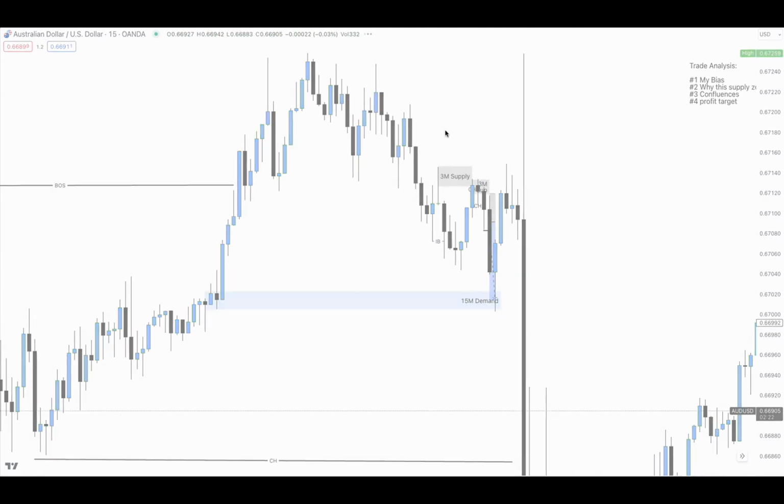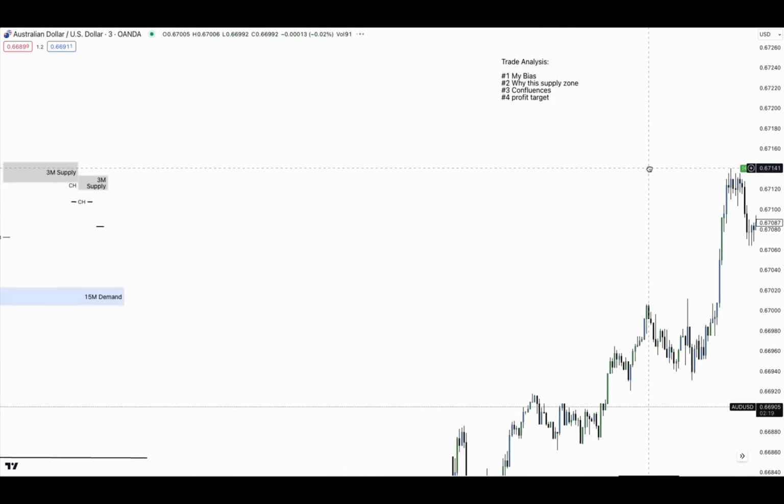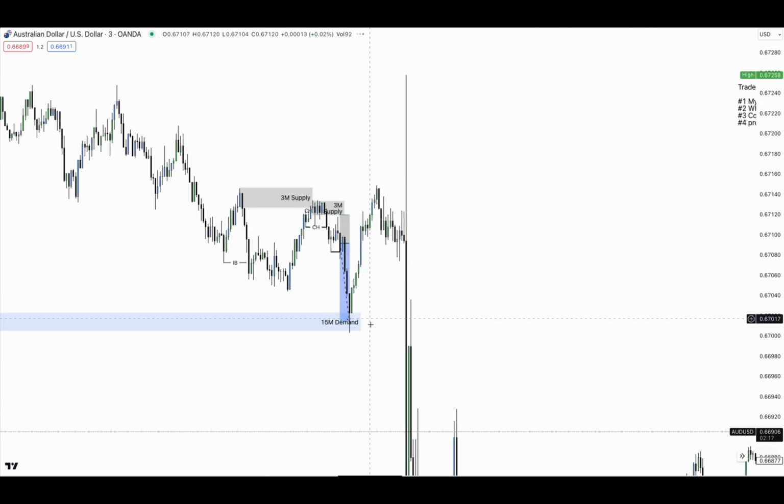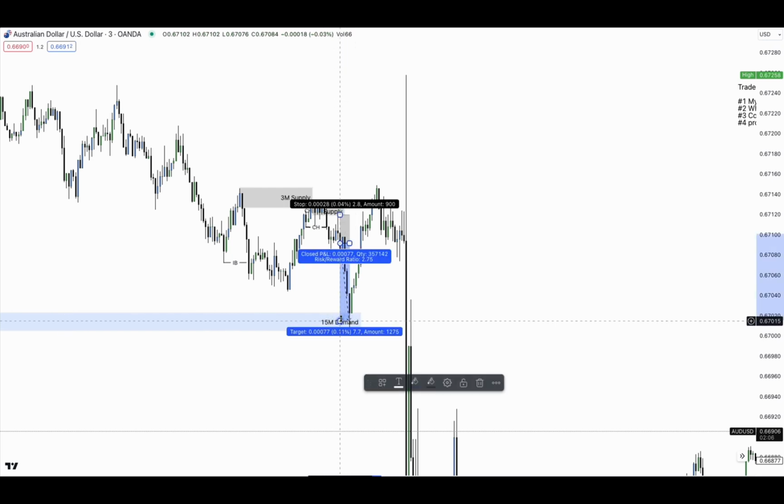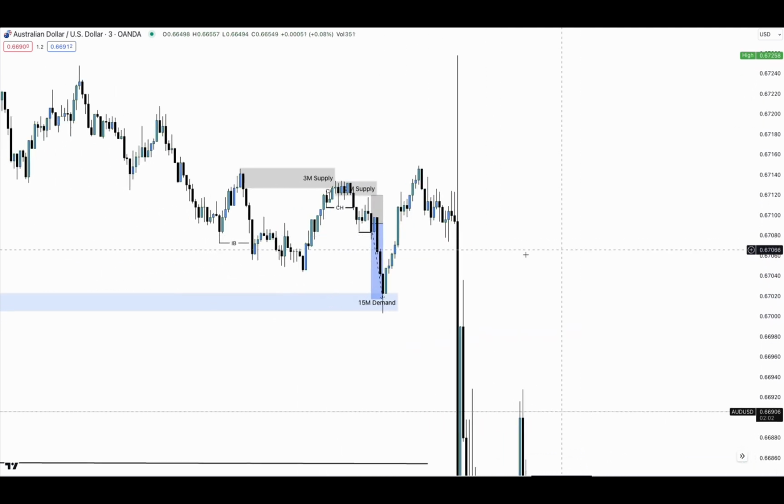So I took my position from here all the way to here, and you can see price wicked it, and I got out at 17, I believe, yeah. So 17, around here is when I got out. So it was a really nice trade, good for the week.